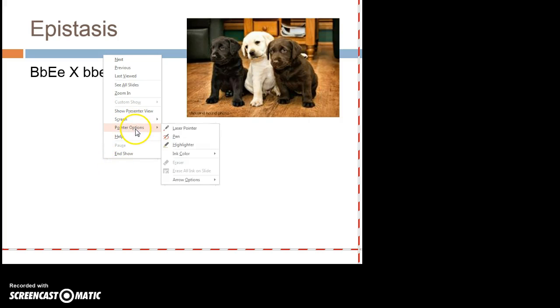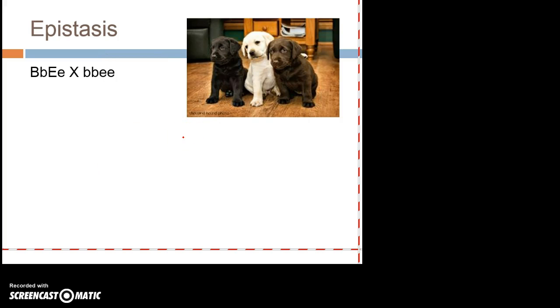And so let me get my pointer here. All right. So the next one is epistasis, and this one's sort of like pleiotropy. So you'll see that there's black labs, yellow labs, and chocolate labs. And so it turns out that there are basically two different alleles that control this. Now, the big B is for black. Okay, little b is for brown. All right, but there's another allele that affects hair color. Okay, so this is kind of the phenotype that you see, but there's two genes that control that phenotype.